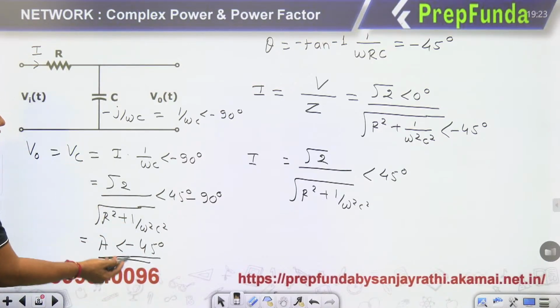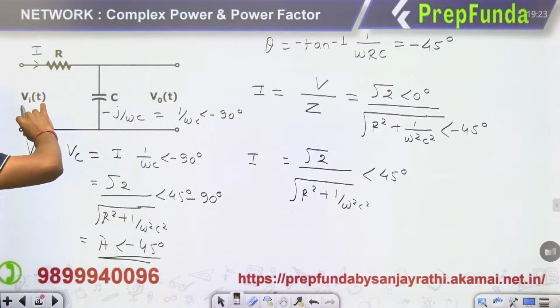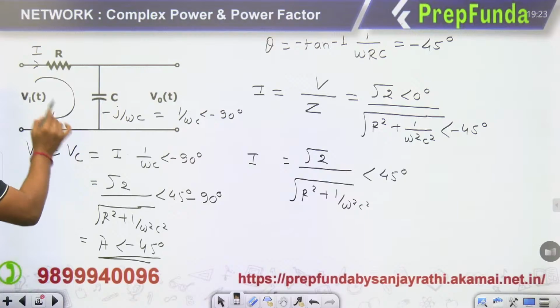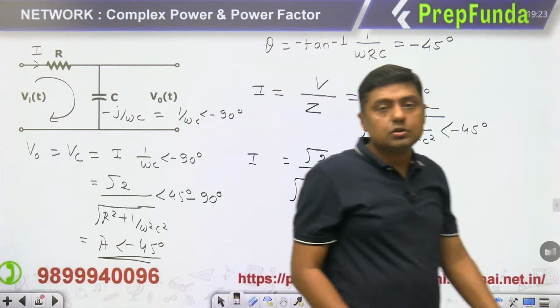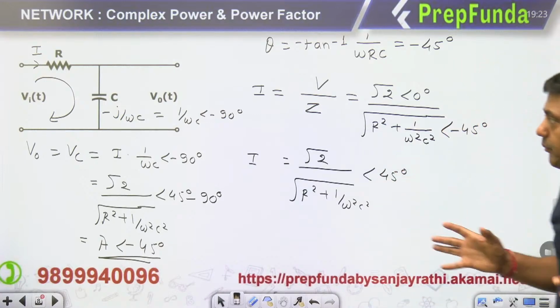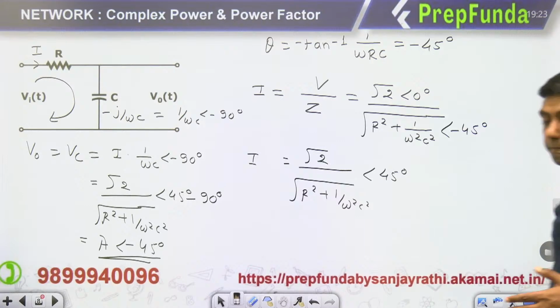Again the angle is negative. Means output voltage lags behind the input voltage, but the resulting current will lead the input voltage. That is the logic. तो छोटी छोटी सी बात है. This is a very very important topic. RC circuit, high pass RC circuit and low pass RC circuit.